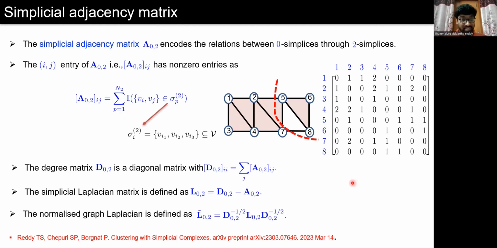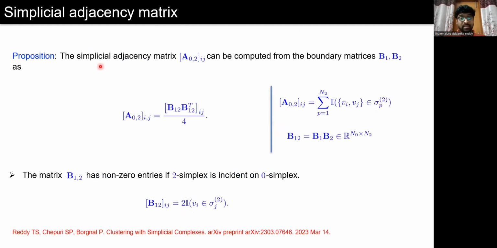Once we have an adjacency matrix, the degree matrix is computed by summing across the rows of A02. Then the simplicial Laplacian is obtained using the degree matrix and adjacency matrix as follows, whereas the normalized Laplacian is obtained using the degree matrix as follows. The simplicial adjacency matrix defined earlier can be computed using the boundary operators B1 and B2 as follows, where B12 here refers to the product of boundary matrices B1 and B2, and it has non-zero entries if vertex Vi is contained in the two simplex A. The factor 2 comes here because of the unorientedness of the simplicial complex we considered earlier.